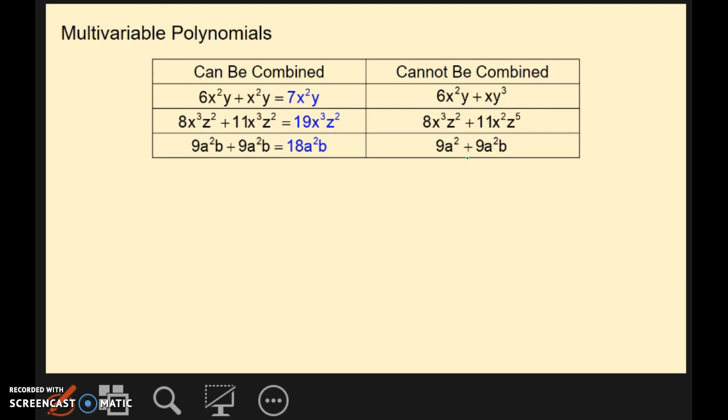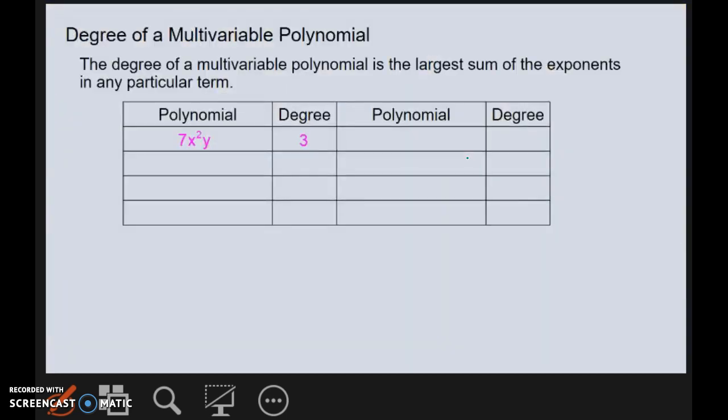As an example, we want to talk about degree also. Degree is very similar to what we talked about with single variable polynomials, where we're looking for the highest exponent. But what's different is now we have two variables or more, so we have to consider each different variable and then consider them as an entire term. Looking at this term, we have 7x squared y. There actually is an exponent there of 1. So my degree in that case is 3, because I'm going to take the exponent on x and the exponent on y and add them together to get a degree of 3 for that term.